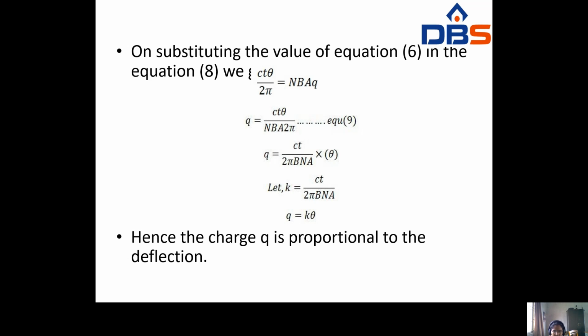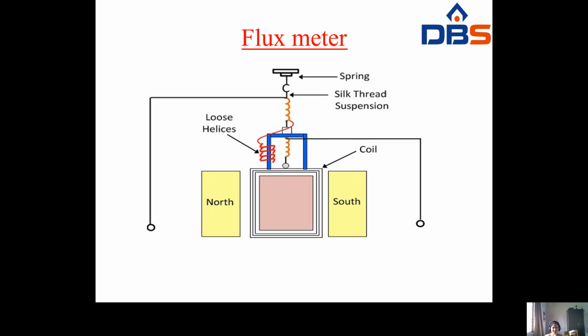From this, you can assume this total multiplied by theta. This total will be constant, so you have to assume that constant K. So K equal to C T by 2 pi N B A. From this K value, you have to substitute it in this equation. At that time you can get Q equal to K theta. That means hence the charge Q is proportional to the deflection. That is what you have to prove in the ballistic galvanometer.